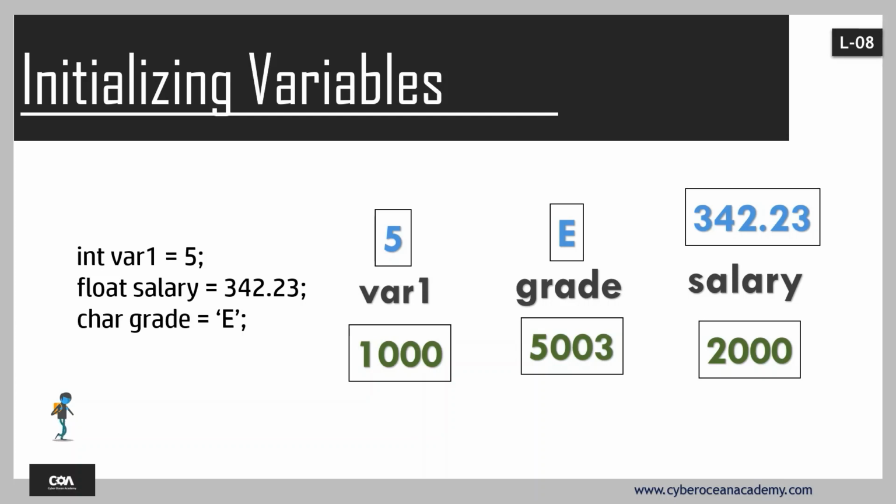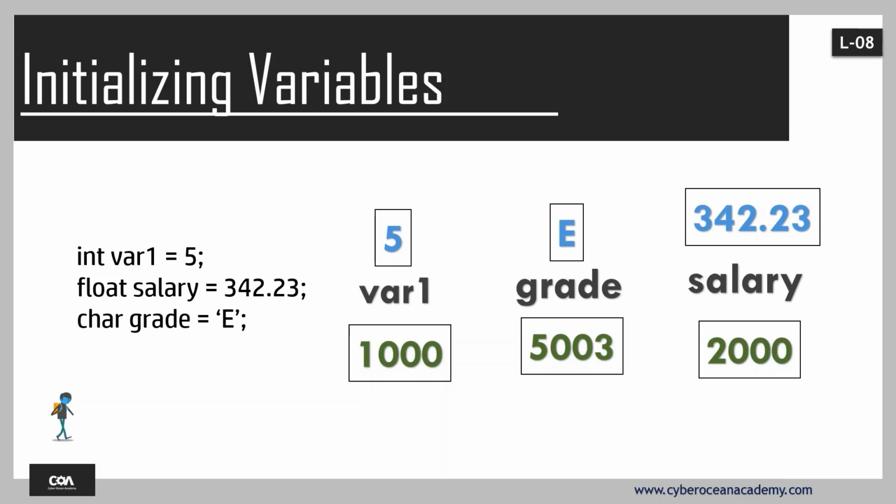In the same way, another variable is salary, where the type of that variable is float. This is also numeric data, and the value of salary, that is, the data stored inside salary, is 342.23. We also put a semicolon. In the same way, salary has two parts. The first one is the data part, and the other one is the address part. Here the data is 342.23 and the address is 2000.